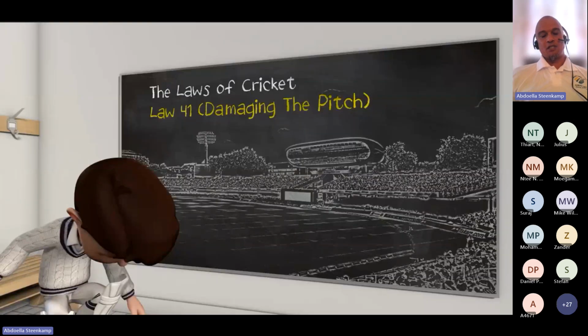So let's look at a video first. The animation video is going to cover batters, fielders, as well as bowlers going into the protected area and when they are allowed to and when not allowed to.